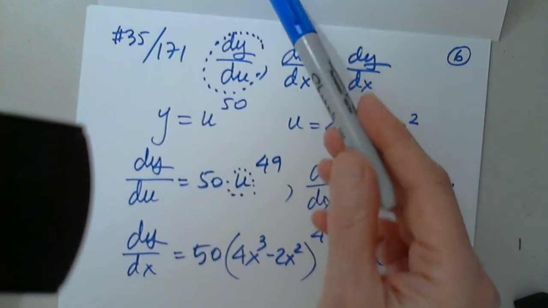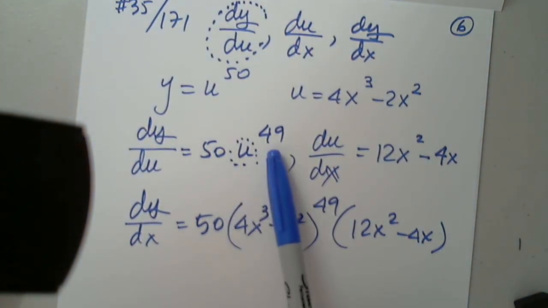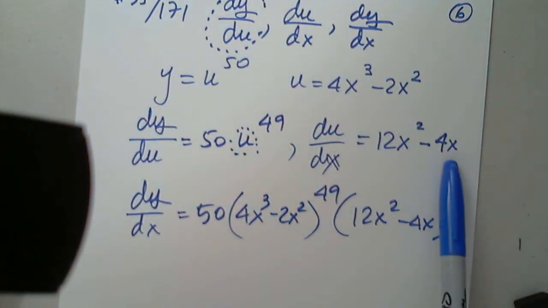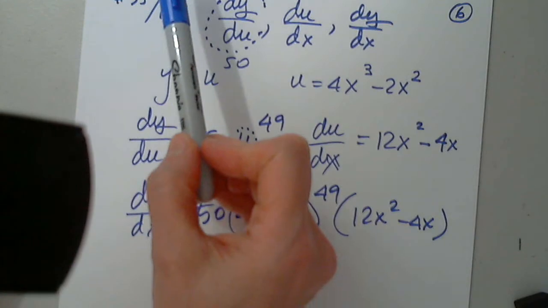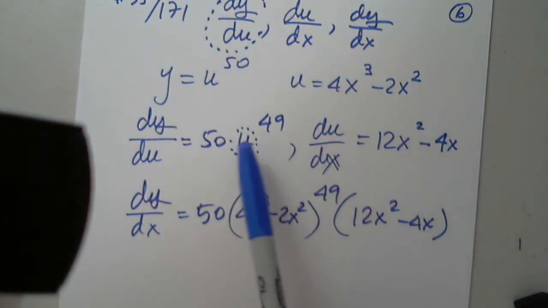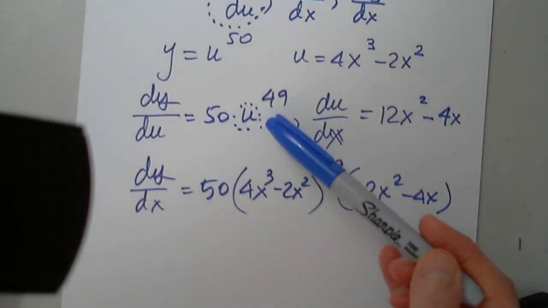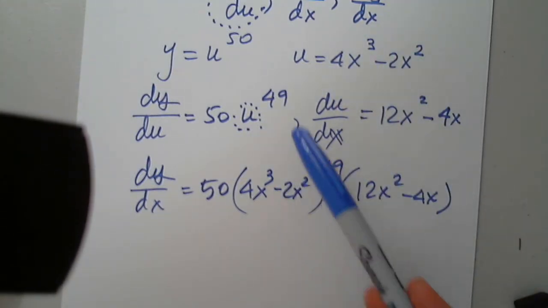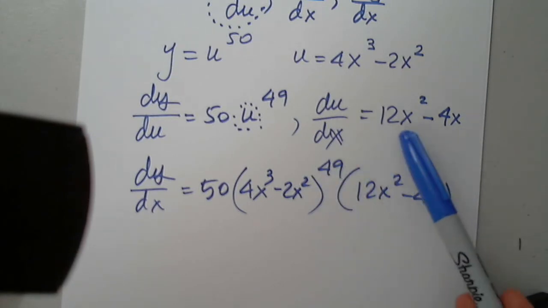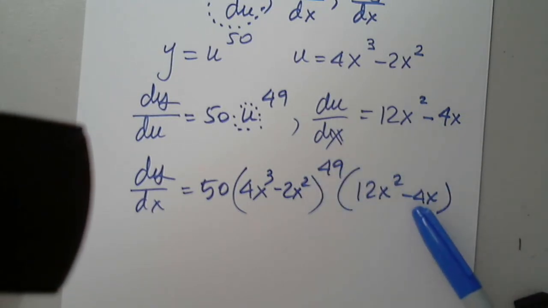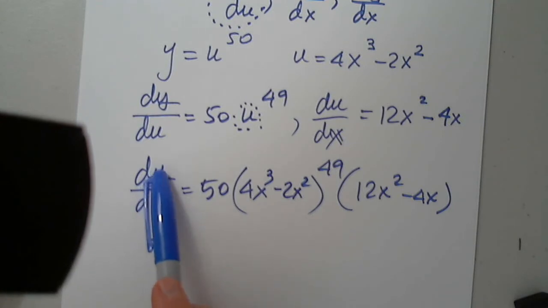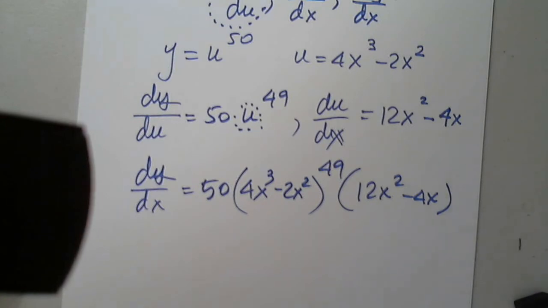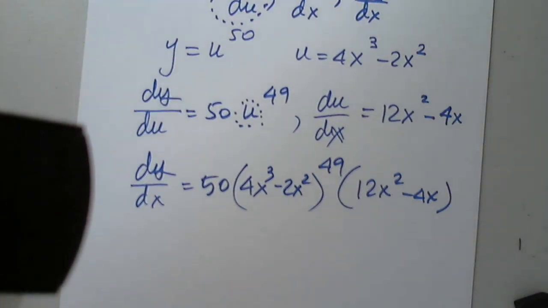So we determine this piece as being 50u to the 49th power. We determine this piece as being 12x squared minus 4x. In order to determine this, I have to simply multiply these two. I copied 50, but I couldn't copy u. I had to copy what u equals to, and then power 49, and then I multiply by this. Because it says the derivative of y with respect to x, I cannot have anything else but numbers and x in here. Does it make sense?